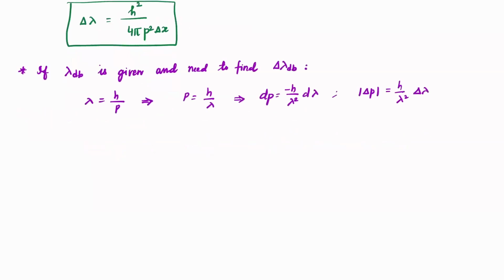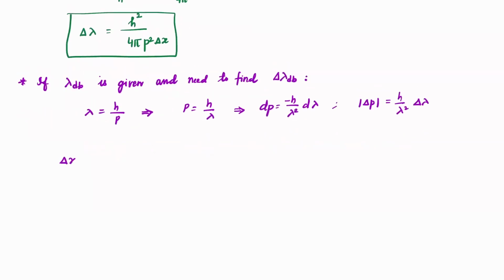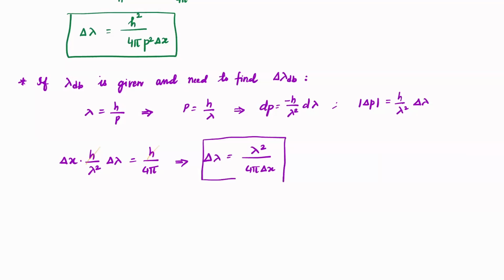Substitute this value back into the equation. What do I get? Delta x dot delta p. Now delta p, I'm writing as h by lambda square into d lambda. That is equal to h by 4 pi. Now you can clearly notice that h can be cancelled off. So we get delta lambda is equal to lambda square by 4 pi into delta x. So depending upon how the question is given, accordingly you can modify the equation. If lambda is given, you will use this equation.